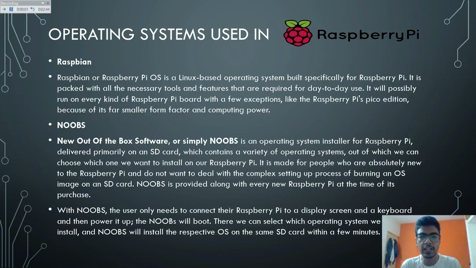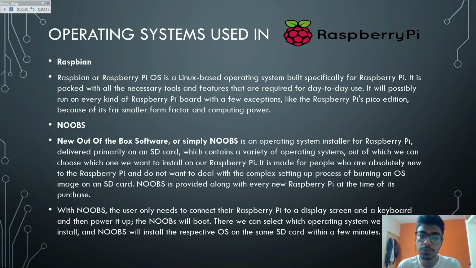Operating systems used by Raspberry Pi. Raspbian. Raspbian or Raspberry Pi OS is a Linux-based operating system specifically for Raspberry Pi. It is packed with all the necessary tools and features that are required for day-to-day use. It will run on every kind of Raspberry Pi board, with a few exceptions, that is the Raspberry Pi Pico edition, because it has low computing power and a small form factor.